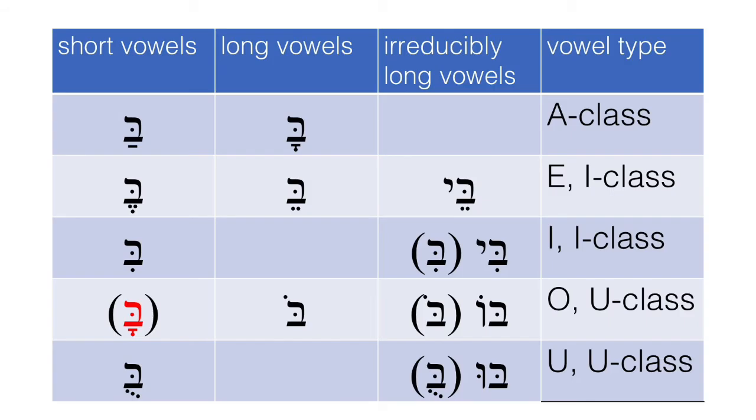And finally, coming back to our chart, we see holem is an O-class vowel, and it's a long O-class vowel, and the short O-class vowel, kametz katan, is the corresponding vowel. We are not going to look at kametz katan right now.